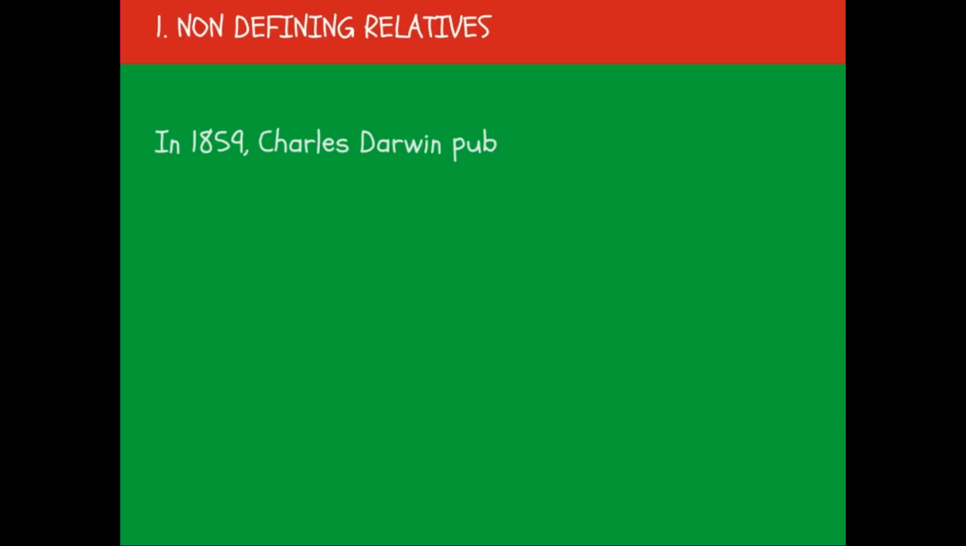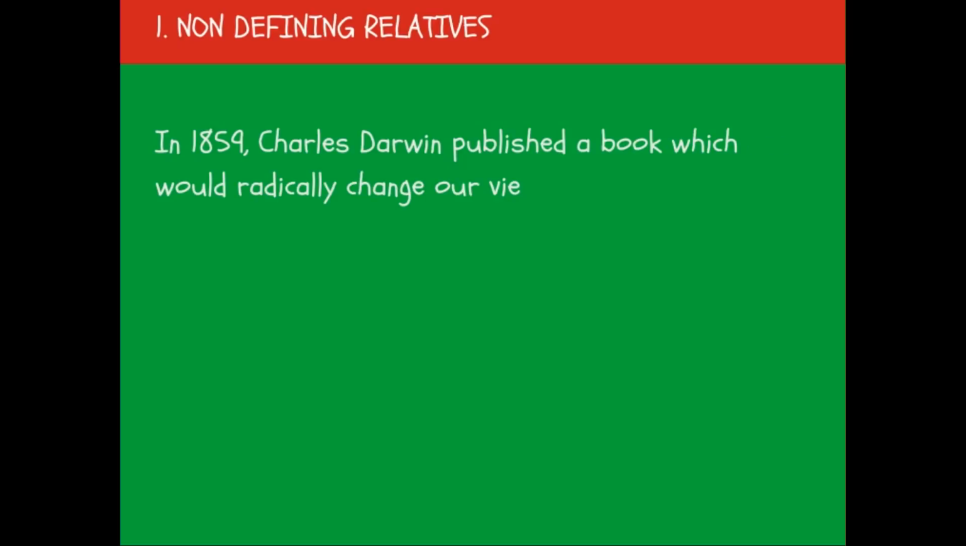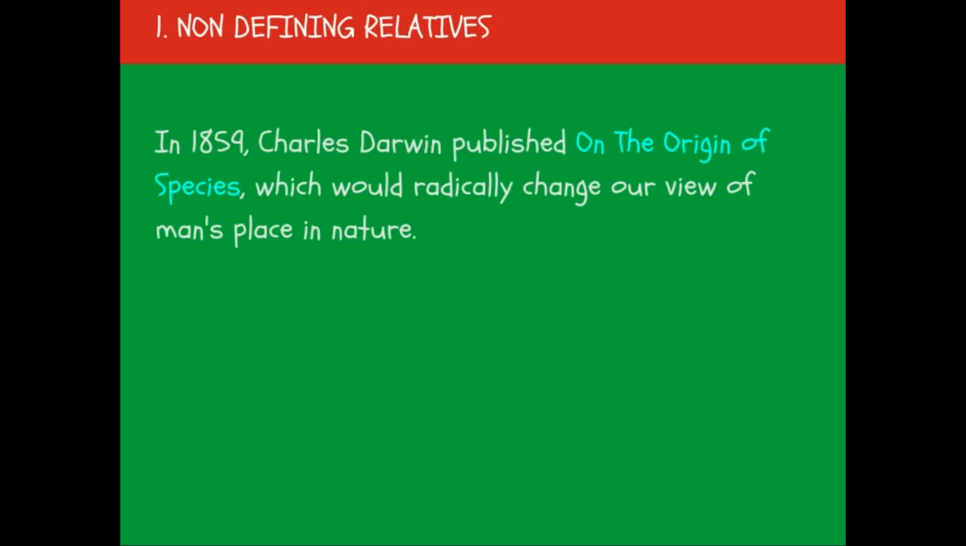In 1859, Charles Darwin published a book which or that would radically change our view of man's place in nature. In this sentence, the relative clause defines or identifies its antecedent, the book. But if, instead of the common noun, we use the book's title, this must be followed by a comma, because the relative clause no longer does the job of identifying the book, but merely offers additional information. And we must use which and not that.